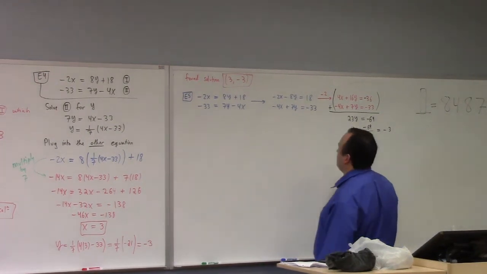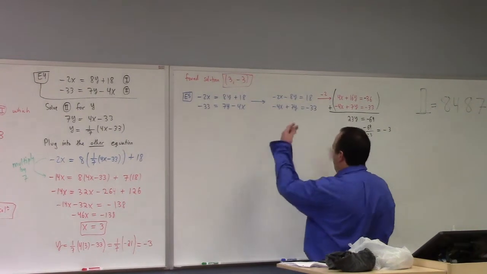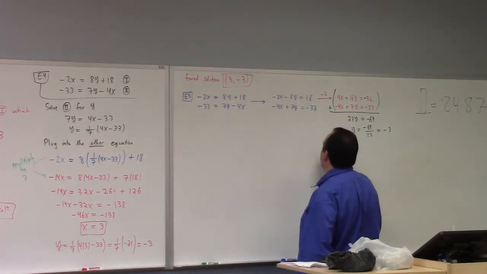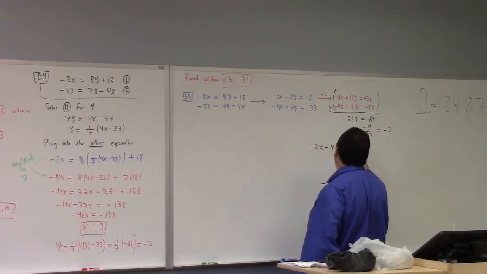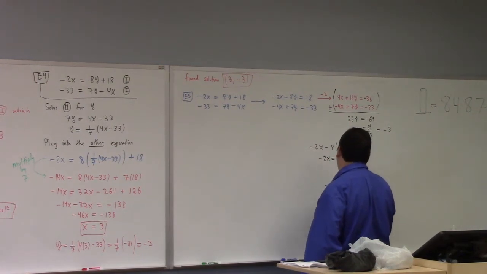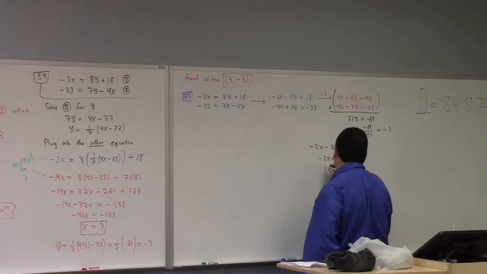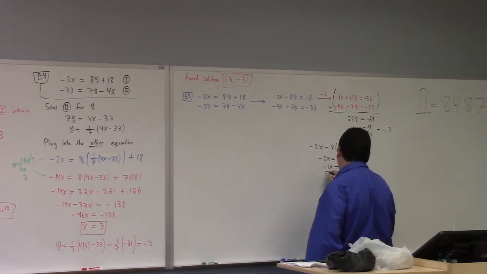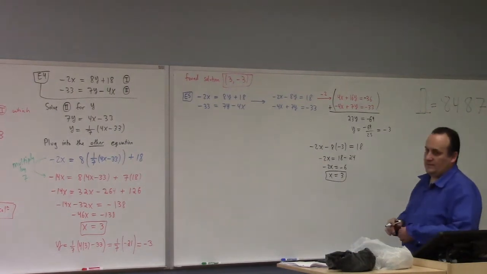And how do I find x? Pick your poison, right? So like minus 2x minus 8 times minus 3 equals 18, which gives me minus 2x is equal to 18 plus 24, minus 24 rather, which gives me minus 2x equals minus 6, which gives me x is equal to 3.